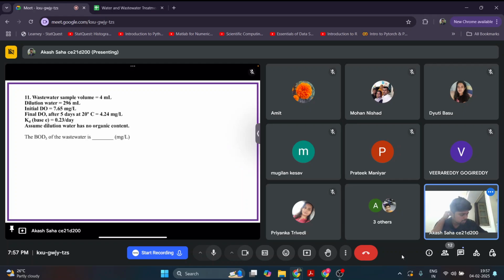Again, a small numerical. The wastewater sample volume is 4 ml. Dilution water is 296 ml. Initial DO is 7.65. Final DO after 5 days at 20 degrees is 4.24. KD is 0.23. Assume dilution water has no organic content. What is the BOD5 of my wastewater? Please calculate and tell me. This is very simple. I think you should tell me the answer. What will be my BOD5?